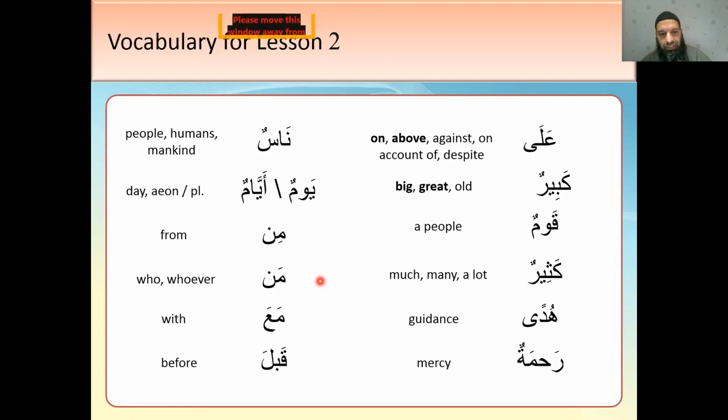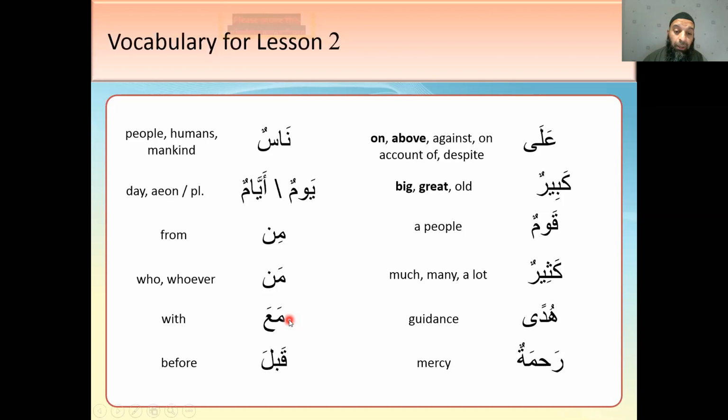Imagine 1,000 each, for example. Min, you've got to learn it. Man, you have to learn it. Man dhal ladhi yashfa'u comes everywhere. These are words that you have to learn. It doesn't matter if you learn hadha, hadihi. If you don't know the words, how are you going to get the meaning of the sentence? So these are the most frequently occurring words.